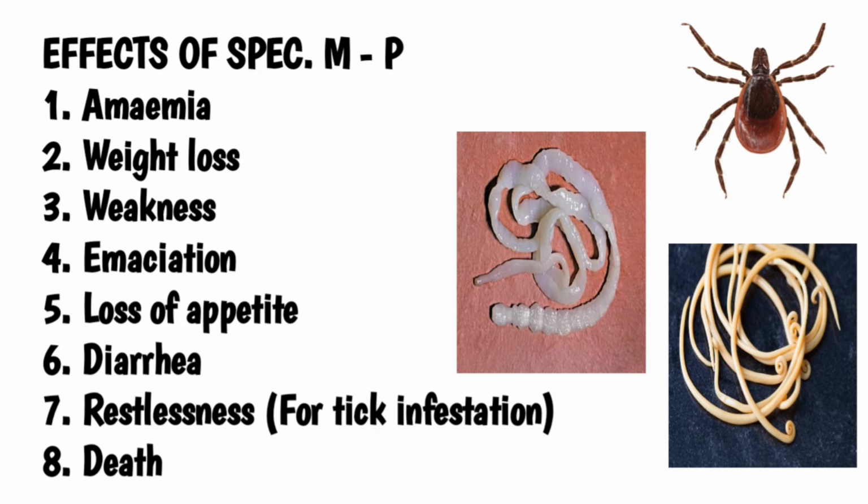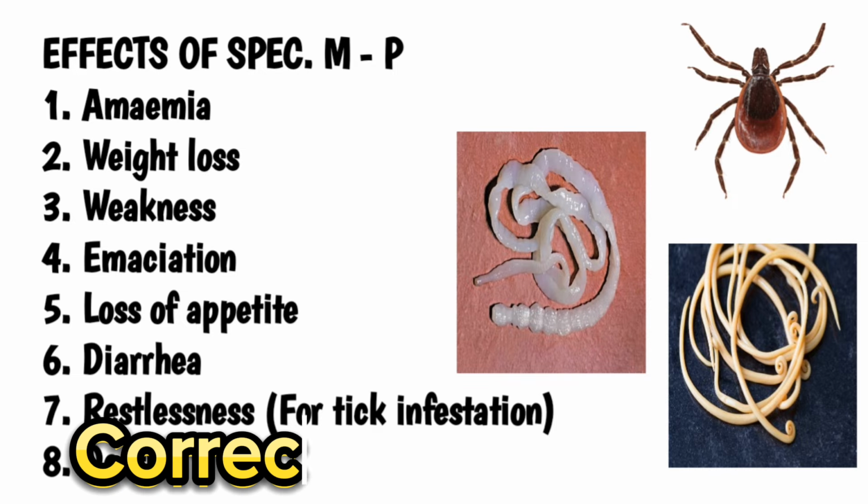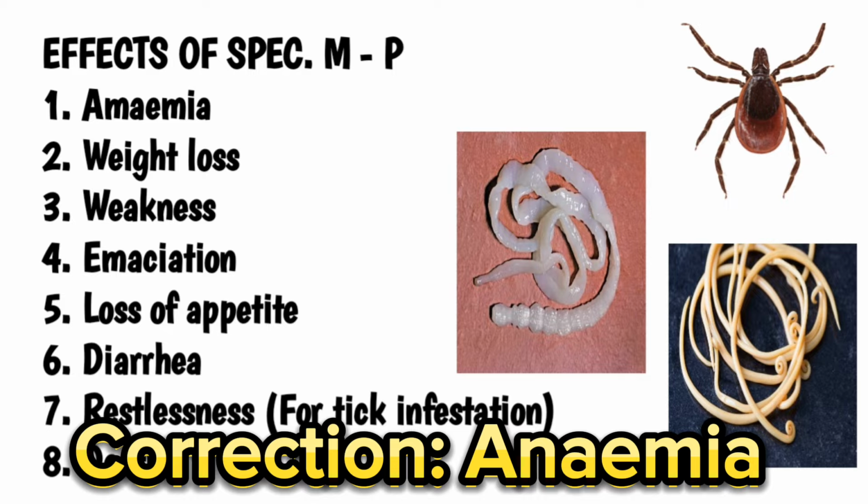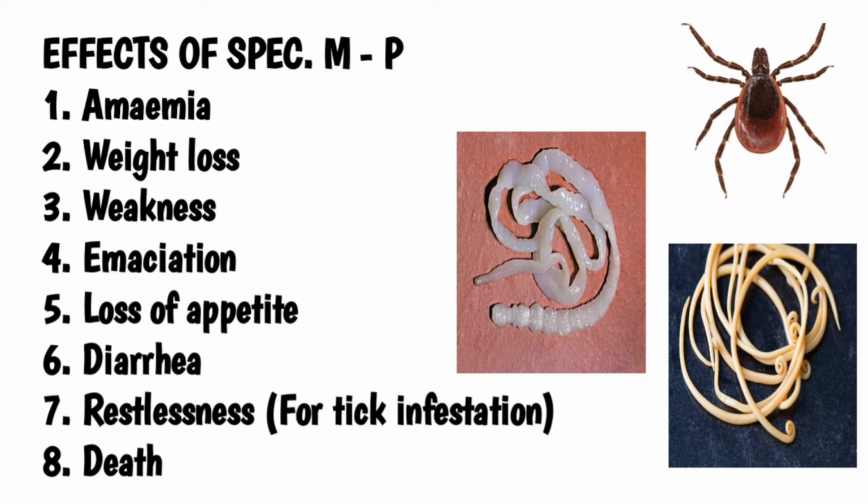So moving on, in the exam, you could be told to list the effects of specimen M to P on farm animals. Mind you, they are all parasites and they have negative effects on the life of a farm animal. And what are these effects? We have anemia, we have weight loss, we have weakness. The farm animal will undergo emaciation, there will be loss of appetite, there will be diarrhea, there will be restlessness.